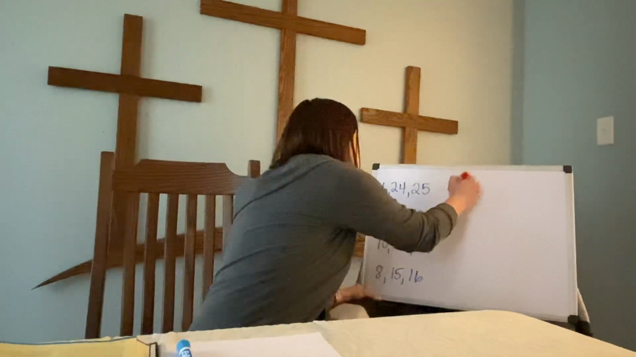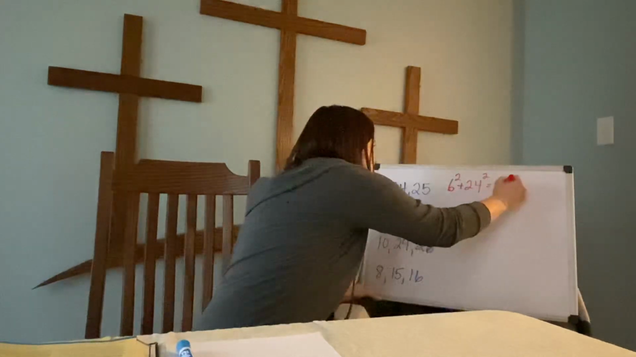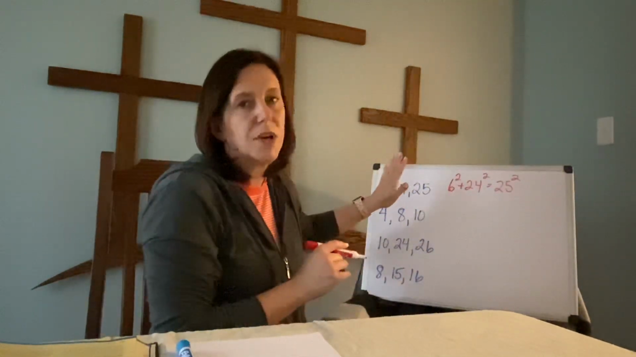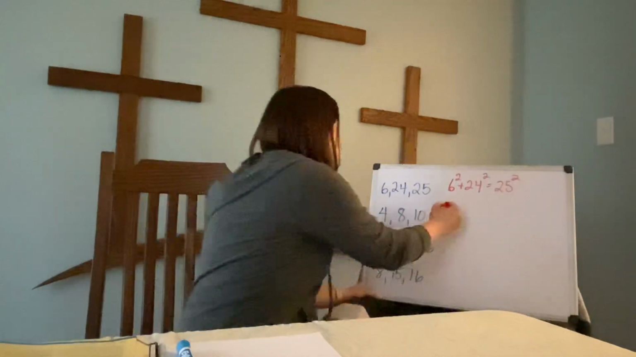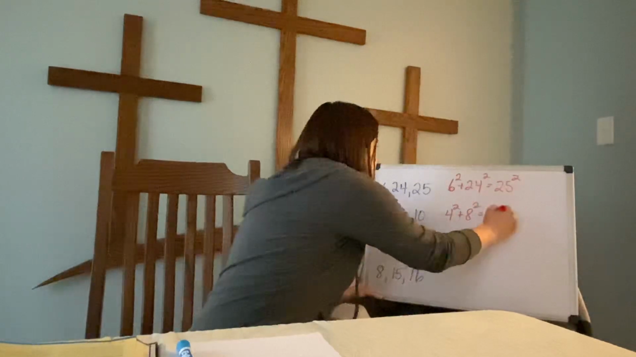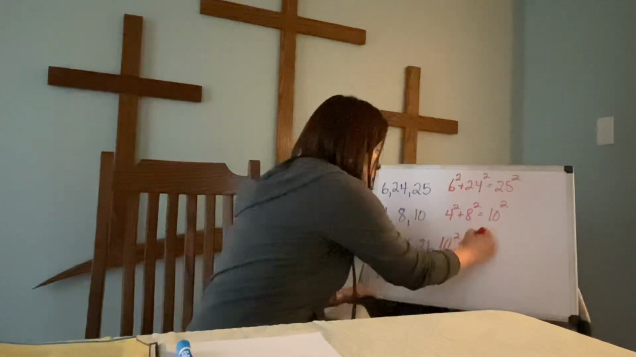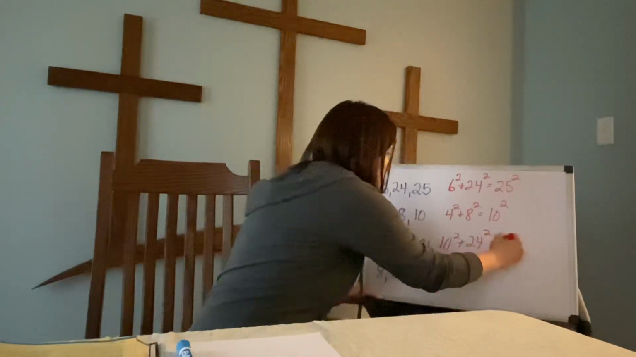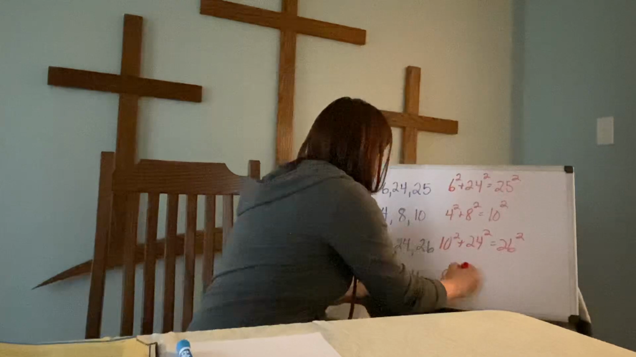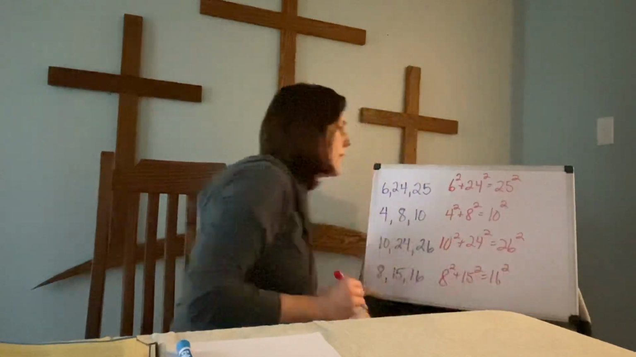So that means I have 6 squared plus 24 squared equals 25 squared. I'm going to go through and set up the equations for all of these first. 4 squared plus 8 squared equals 10 squared. 10 squared plus 24 squared equals 26 squared. And my last one, 8 squared plus 15 squared equals 16 squared.